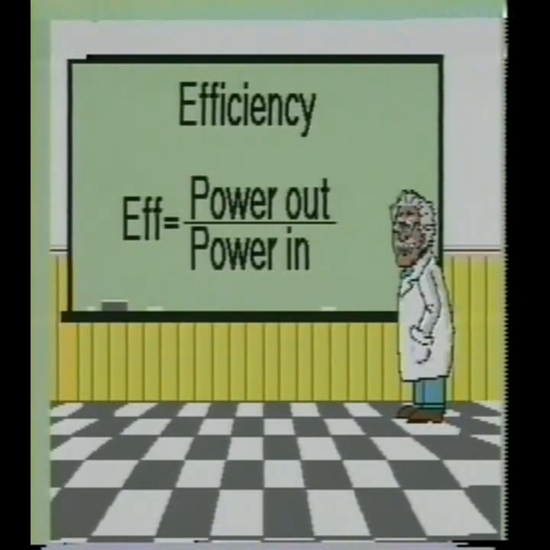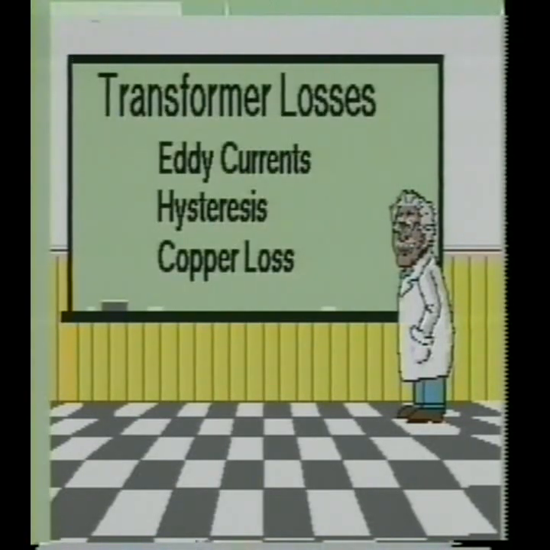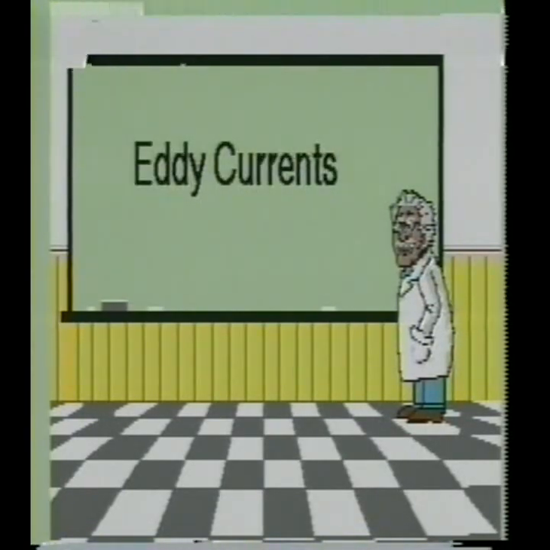All transformers have power losses which result in a decrease in the transformer's efficiency. To calculate the efficiency of a transformer, you must use the formula power out divided by power in. This number will always be less than 1 and will be indicated as a percentage. Transformer power losses are caused by one of three things: eddy currents, hysteresis, or copper loss.